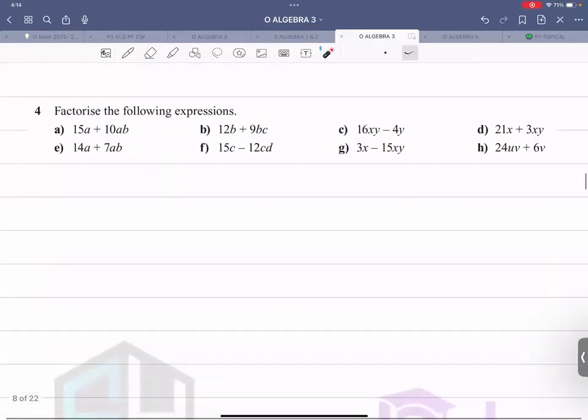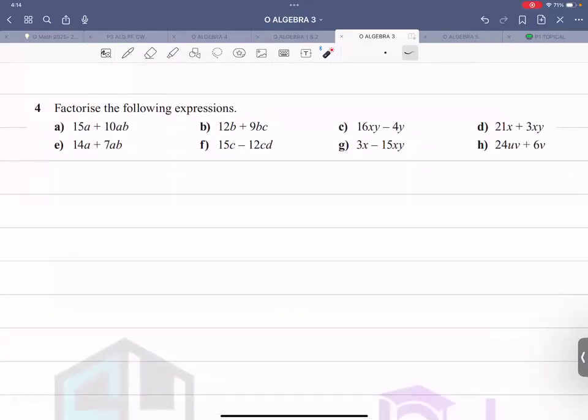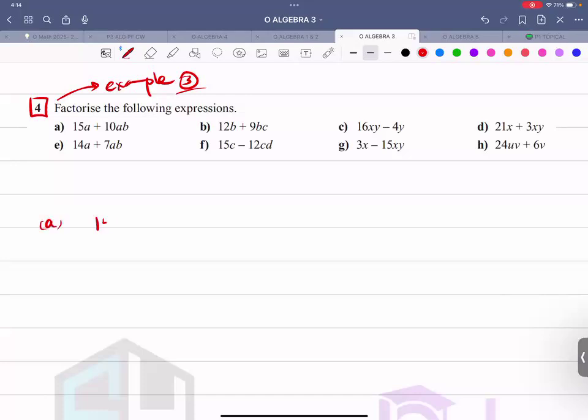Now look at question 4. Question 4 is based upon example 3. Naturally, that is why it's right after that. Part A is 15A plus 10AB. What should be taken common out? A and 5. 5 common, 3, and this is 2, and this is B. It's always a good idea to double check. And don't forget the A. I forgot the A. Actually, I think I forgot to take the A common in the beginning.